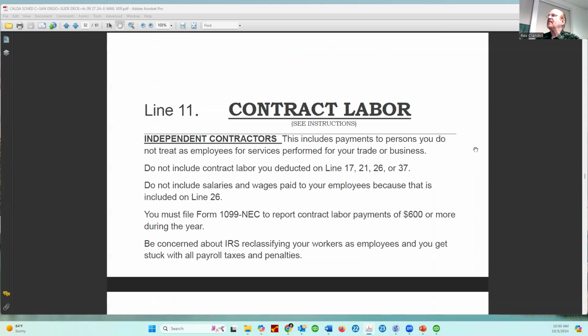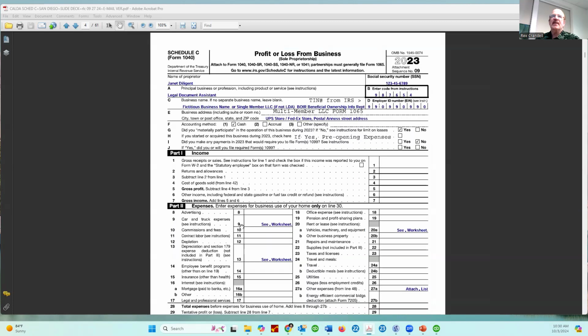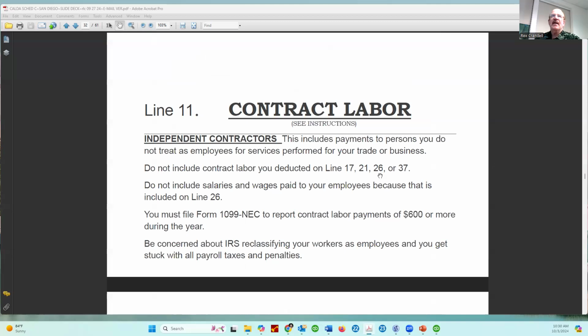Okay, contract labor, line 11. So contract labor, the middle of the Schedule C. Independent contractors. This includes payments to persons you do not treat as employees for services performed for your trade or business. Do not include contract labor that you deducted elsewhere. Do not include salaries and wages you paid to employees.